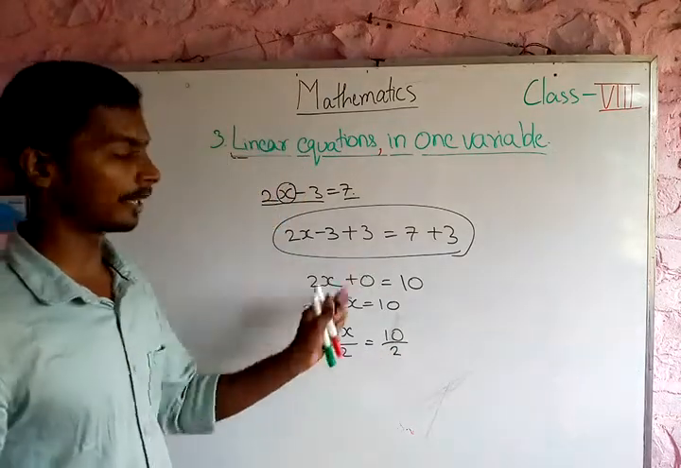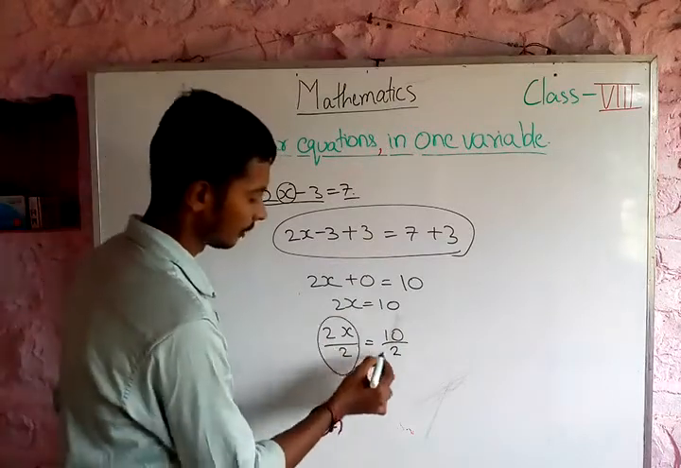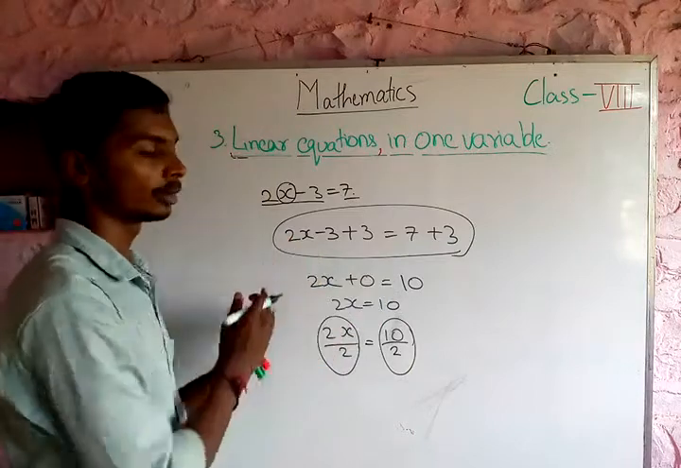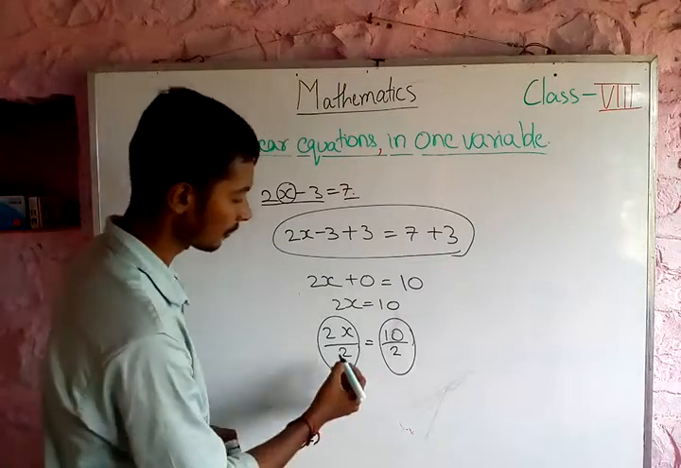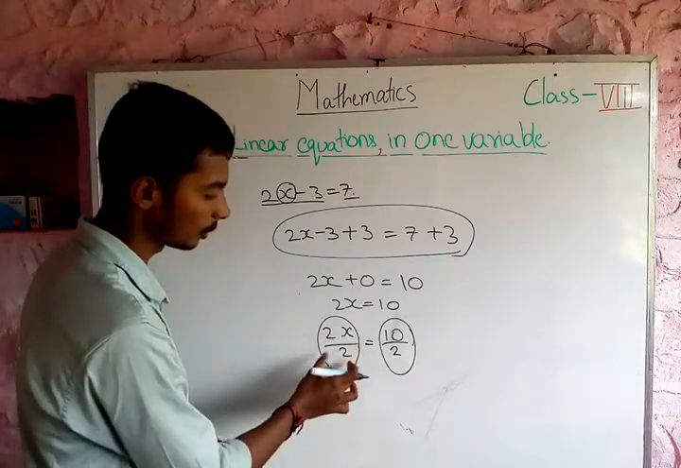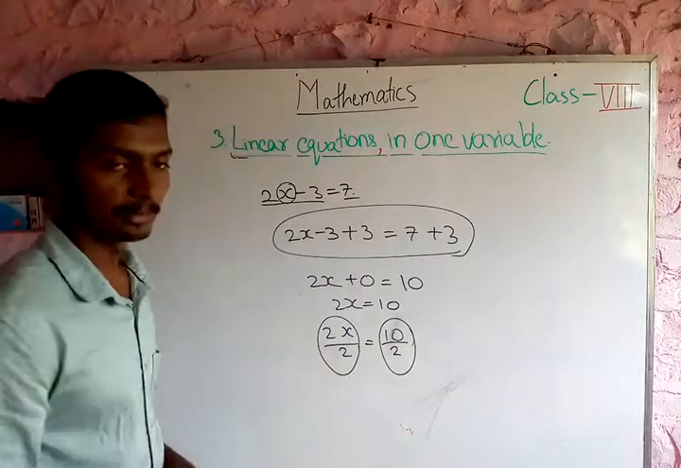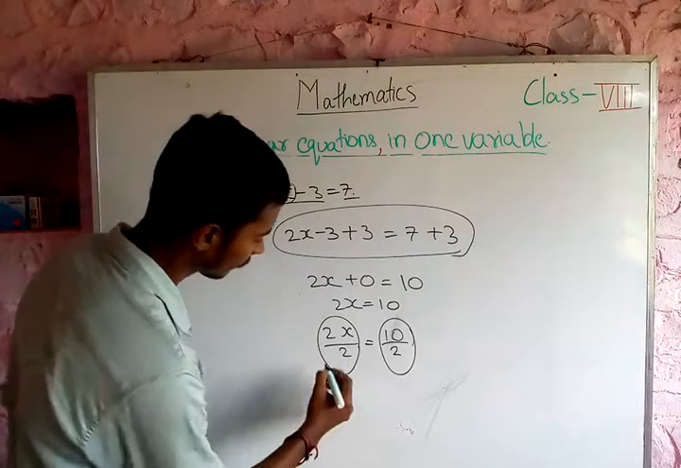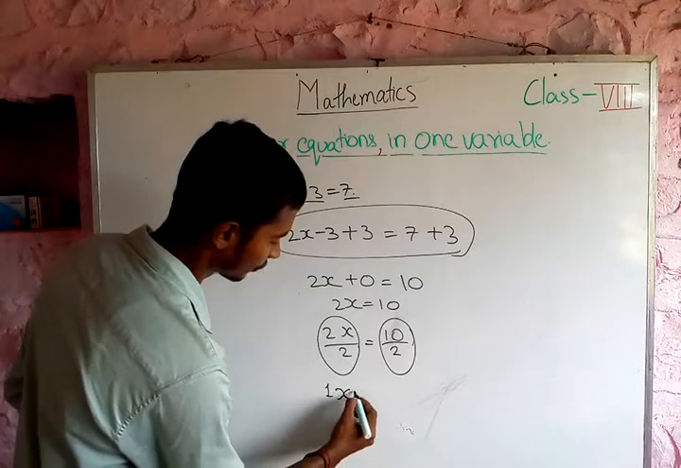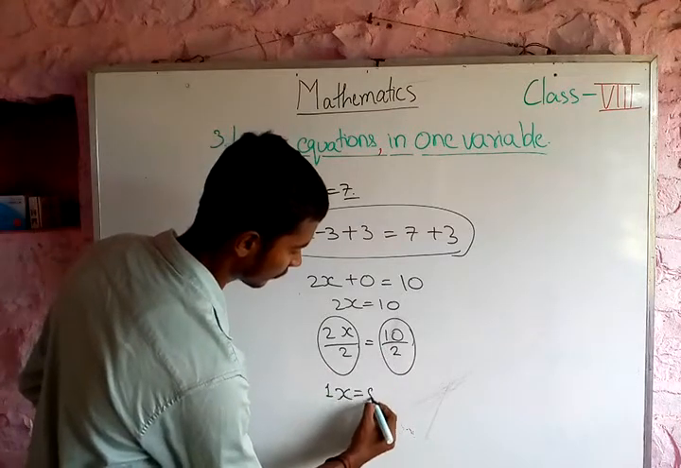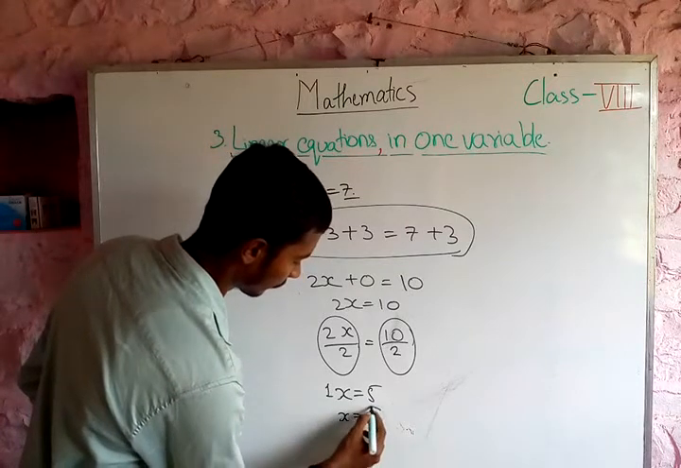See, if I do any operation I must do it on both sides, then LHS will be equal to RHS. If I do it only on one side, then LHS won't be equal to RHS, it will change. So if I divide LHS by 2, then RHS must also be divided by 2 so as to make the equation correct. Now see, 2 by 2 is 1, so 1x is equal to 10 by 2 is 5, so 1x means 1 into x, which is x equal to 5.